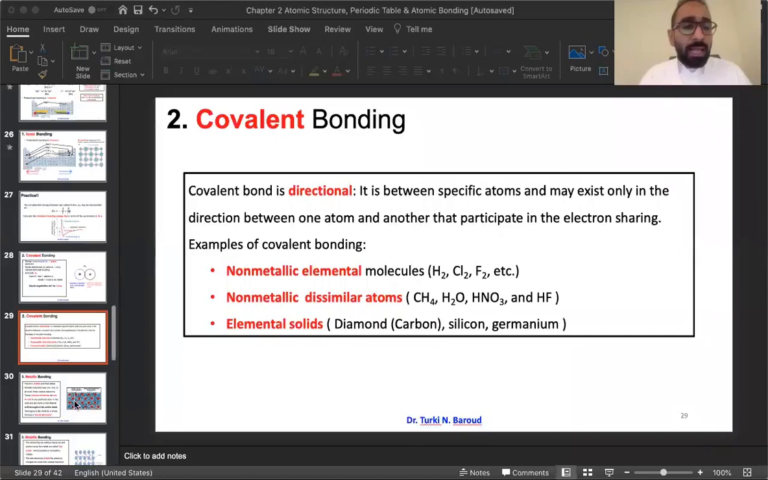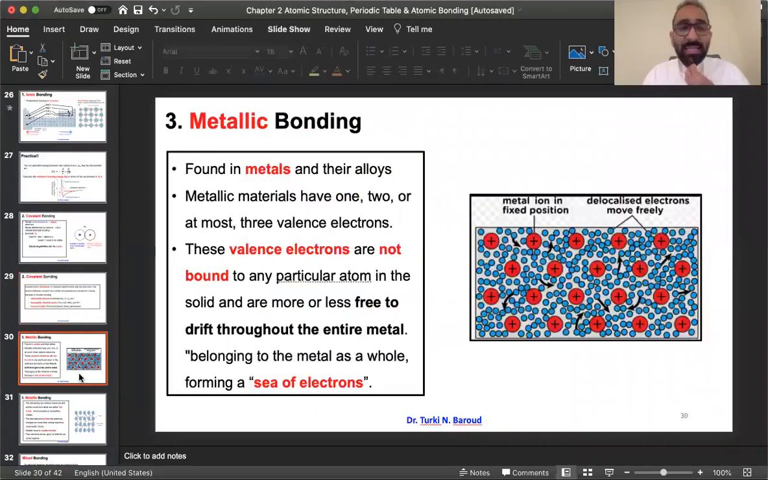Okay, the third type of bonding is called metallic. Metallic bonding is something very special because it happens between metals. What's special about it is that we have this atom and this atom, and so all the atoms inside the material have a nucleus, and around that nucleus you have some electrons very close to the nucleus. But the rest of the electrons belong to the material and do not belong to the atom anymore.